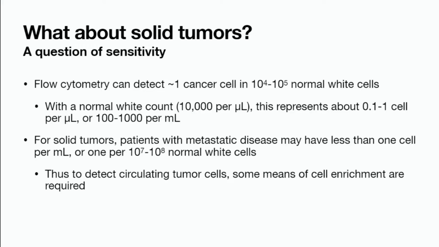Now for solid tumors, and we know this now having looked, we're talking about less than 1 cell per mL, or 1 cell per 10 to the 7th to 10 to the 8th normal cells. So this is about 3 logs lower levels of circulating cells than we're detecting in the setting of hematologic malignancies. So this is going to require a different approach. We can't just look for cells with epithelial markers by flow cytometry and expect to find them on a regular basis, even in patients with metastatic disease.